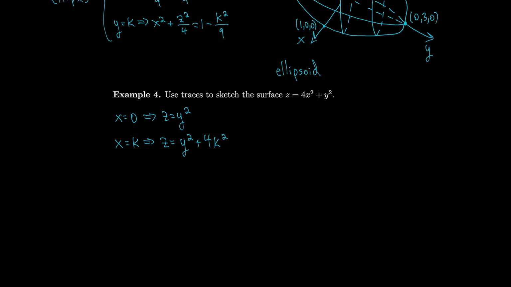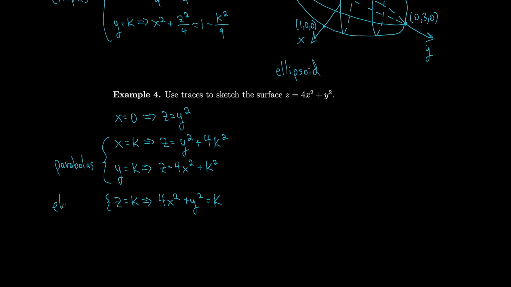Okay, so what if I make y equal to a constant? Well, then still we have z equals 4x squared plus a constant squared. So that's still a parabola. So it's a parabola in the yz plane and in the xz plane. How about if z is a constant? Well, then we get 4x squared plus y squared is a constant, which we recognize as an ellipse again. So it looks like in the yz plane and xz plane we have parabolas, but in the xy plane our slices are ellipses.